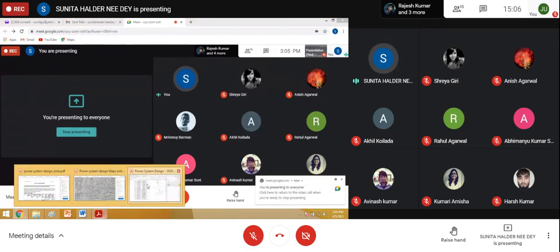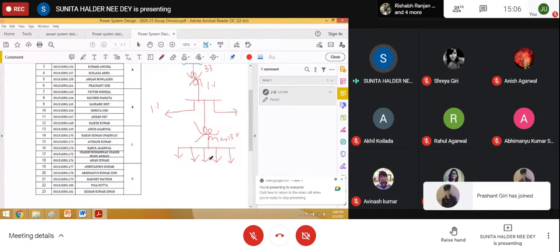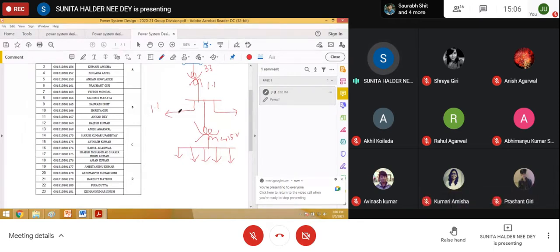So this is actually the thing that we have to do. This is power system design. Our aim is to decide what will be the feeder, what will be the cross section of these HT conductors or LT conductors, and what will be the rating of these transformers. Only that much. So for that reason, we have to do all these works.